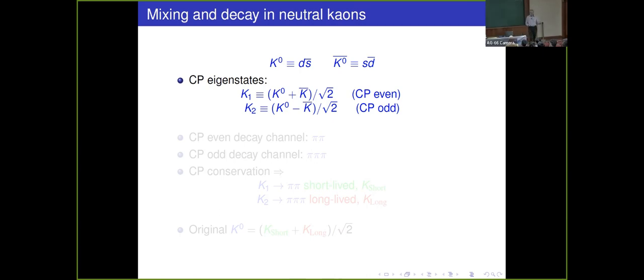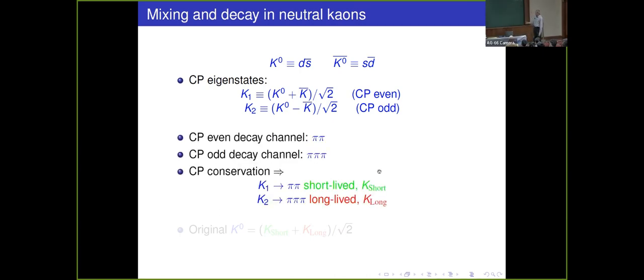Now, because we assume CP is conserved, CP even K1 will decay only to two pions, and CP odd K2 will decay only to three pions. Now, decay to two pions is easier. Therefore, this is short-lived, called K short. Decay to three pions is more difficult because you have less amount of phase space. And therefore, this particle is long-lived, and we call this K long. In fact, the ratio of the lifetimes is of the order of 600 to 800. I forget the exact number. So this is really, really long-lived.